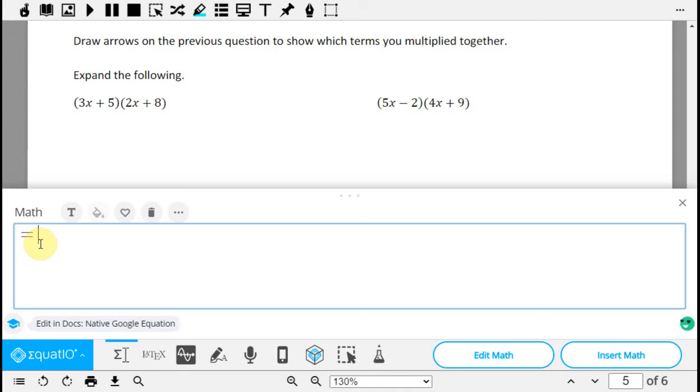This equals 6, x times x is x squared, plus 8 times 3 is 24x, plus 5 times 2 is 10x, plus 5 times 8 is 40. Simplifying, we get 6x squared plus 34x plus 40.